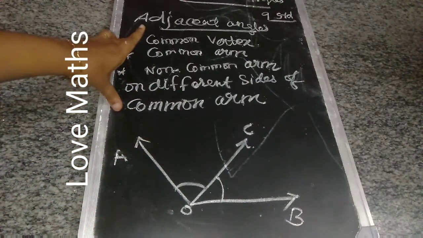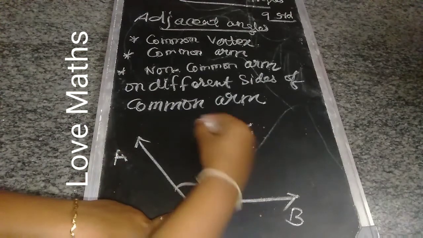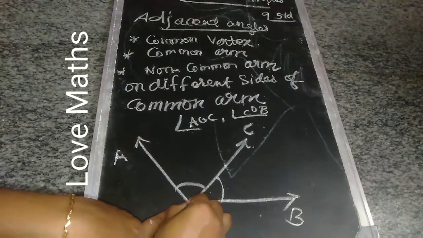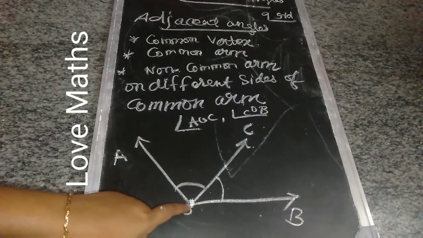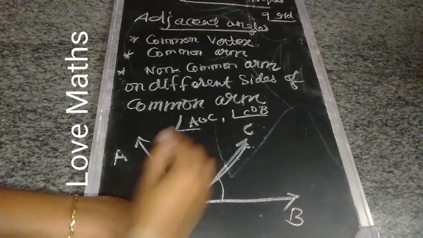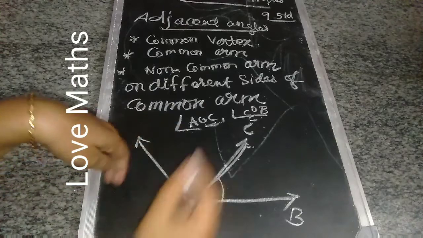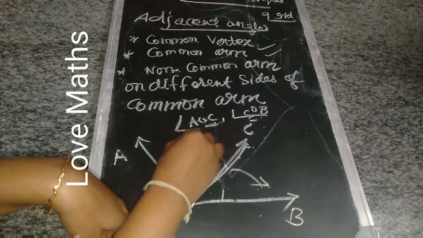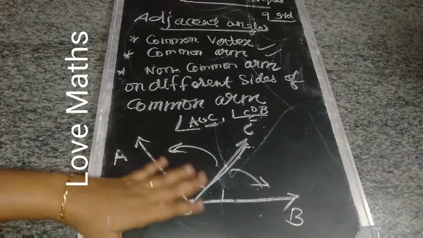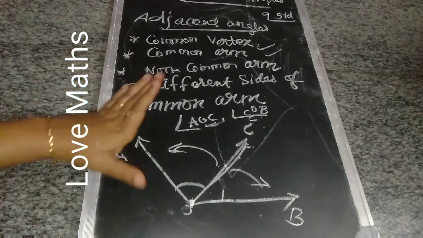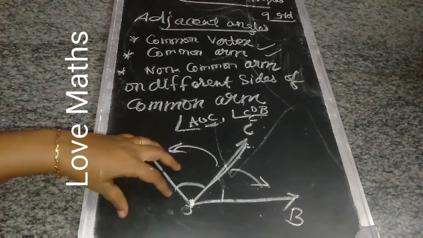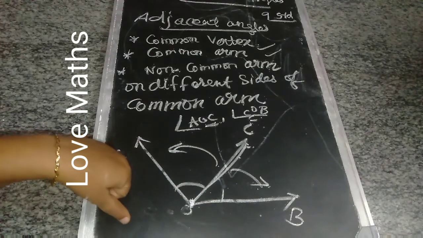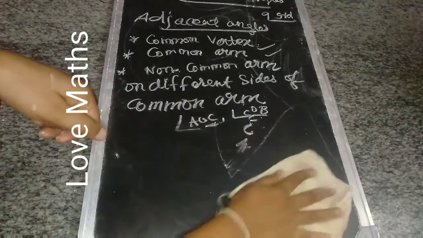Adjacent angles need to satisfy these three conditions. Here, in these two angles AOC and COB, one common vertex is there, O. Next, OC is a common arm. So, common vertex, common arm. On this common arm, two different sides, non-common arms are also there. This side one non-common arm, this side one non-common arm. So all three conditions are satisfied. Now angle AOC and angle COB are called adjacent angles. Is it clear?